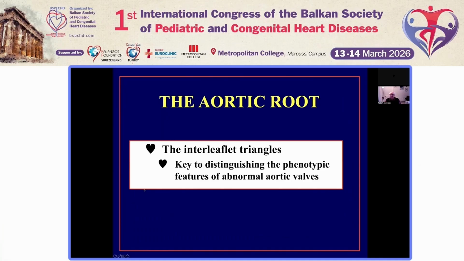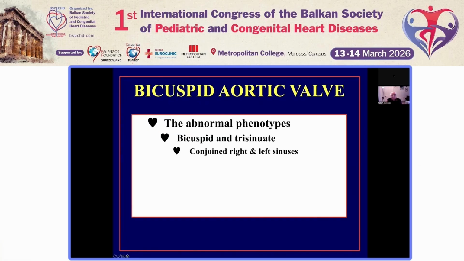And I emphasize those interleaflet triangles because they are now going to be important as we consider the abnormal aortic valve. So what are the phenotypes of the abnormal valve, which most times we're going to call bicuspid? In fact, the typical valve has 2 functional leaflets but has 3 sinuses.